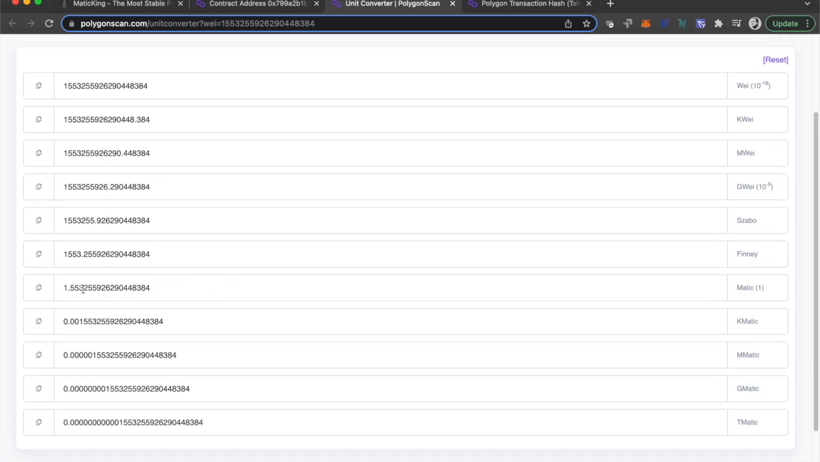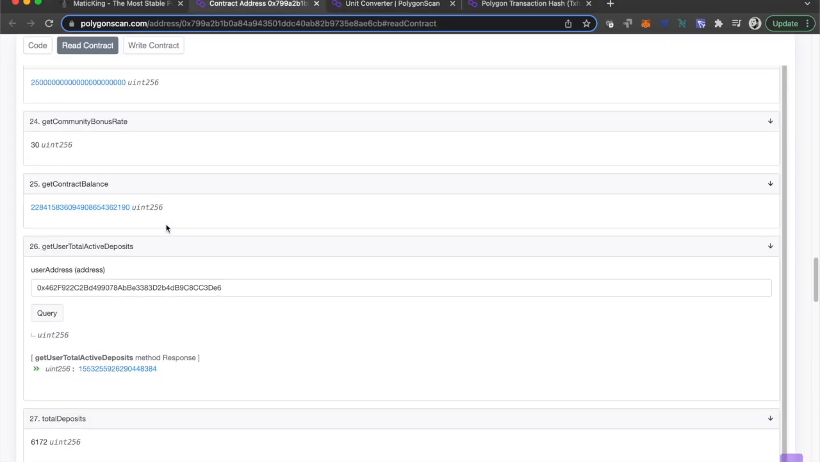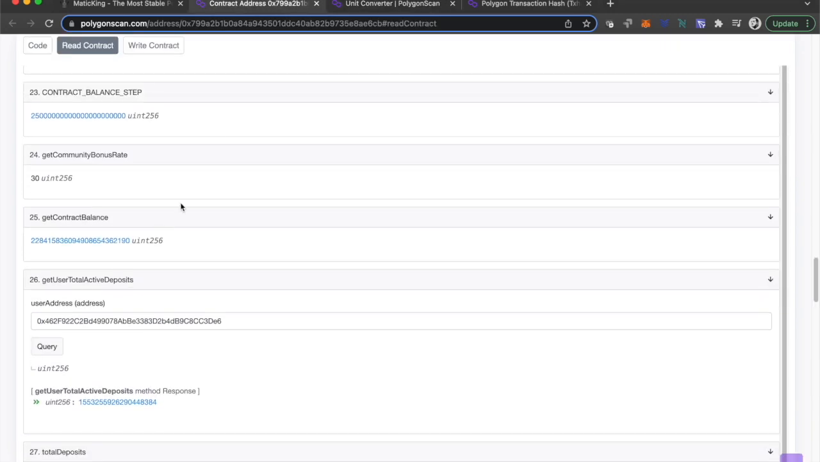Here's my 1.53. That's crazy. So I don't know, because that shows my Matic that I've deposited. I'm not sure they can fix that, because that's coming straight from the contract.